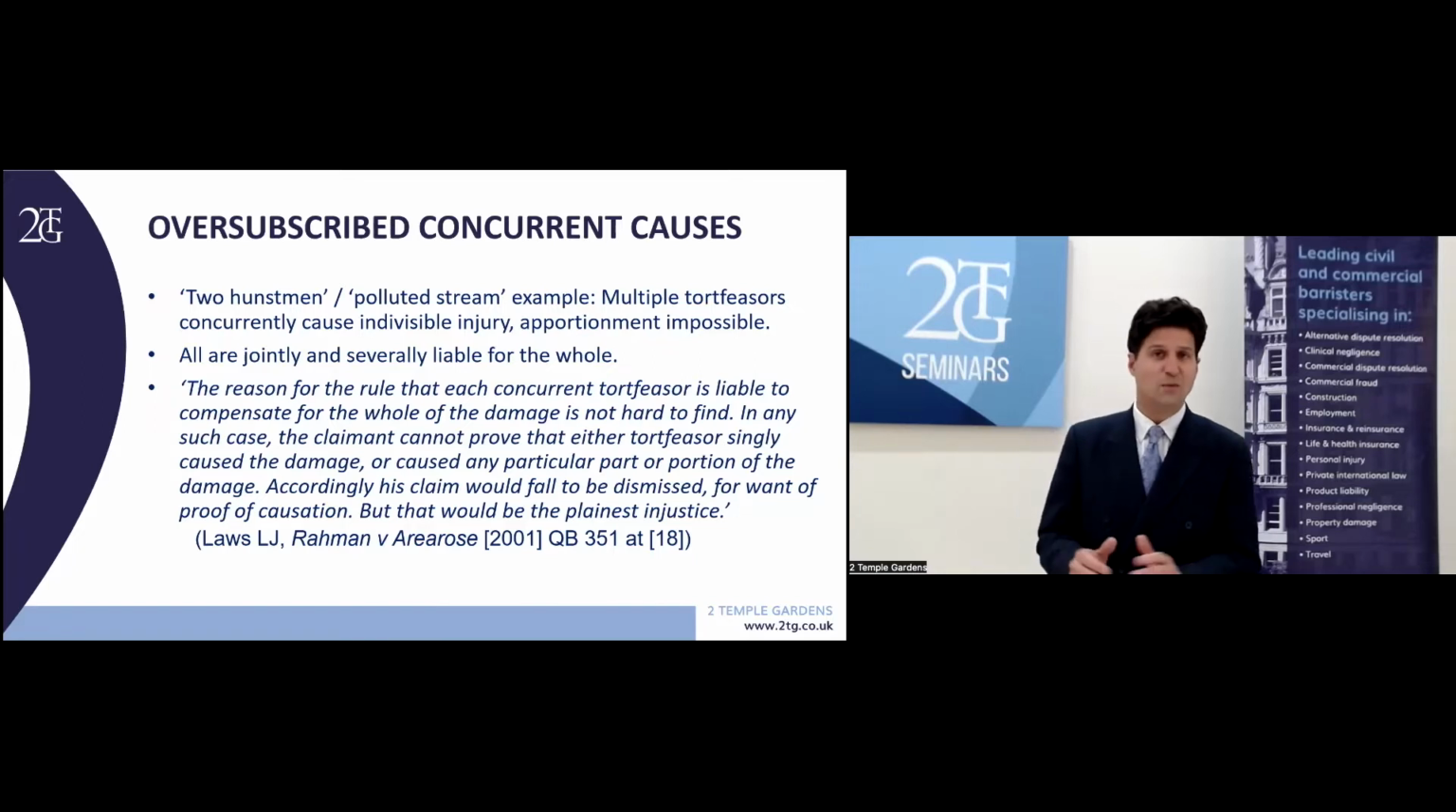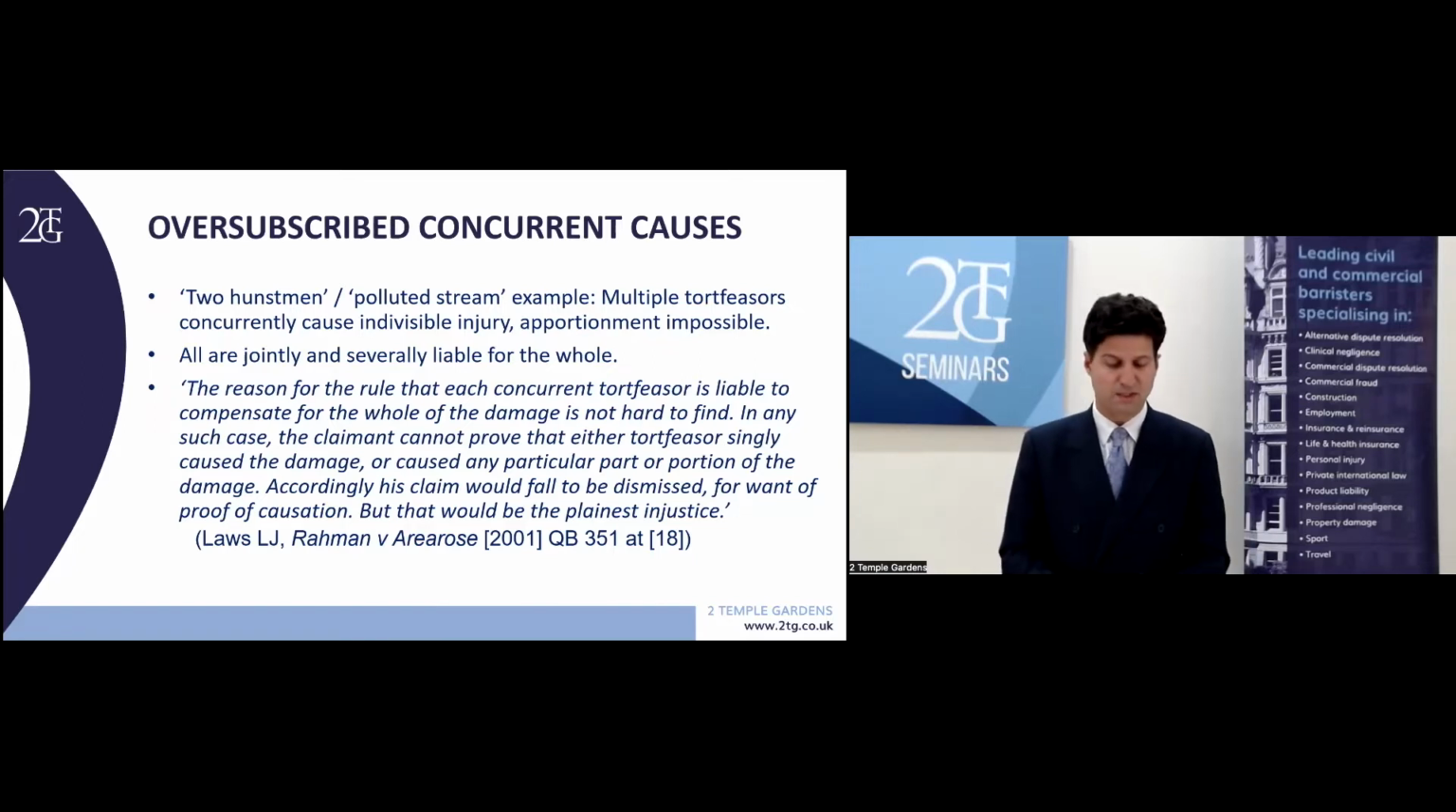So we're dealing here with cases where multiple tortfeasors concurrently cause indivisible injury, and you cannot apportion between them. So there's no but-for causation finding available against either tortfeasor. And in those special circumstances, both or all are jointly and severally liable for the whole. And that's based on pure policy, as set out by Lord Justice Laws in the quotation on the slide.